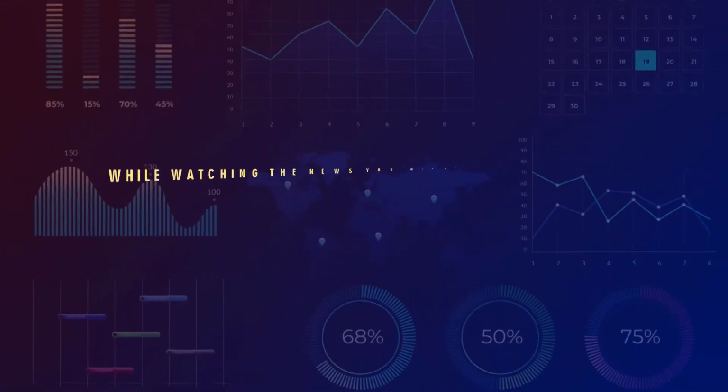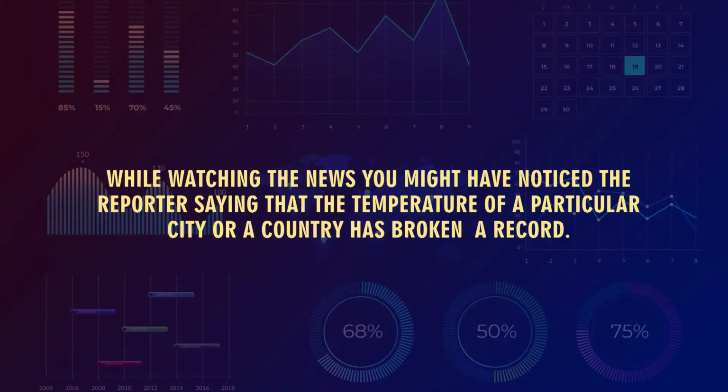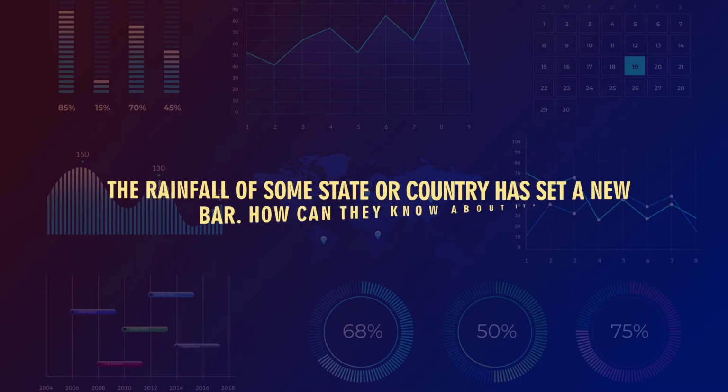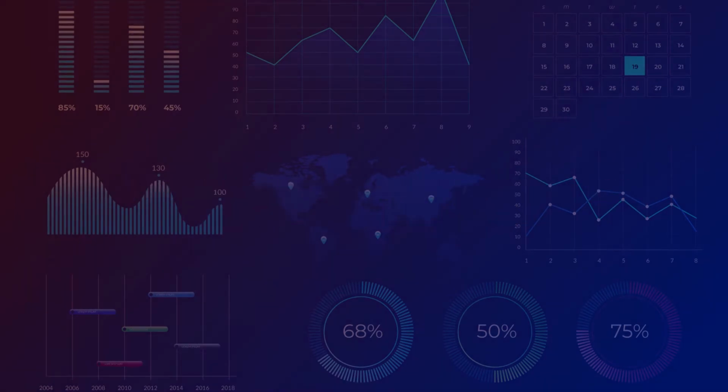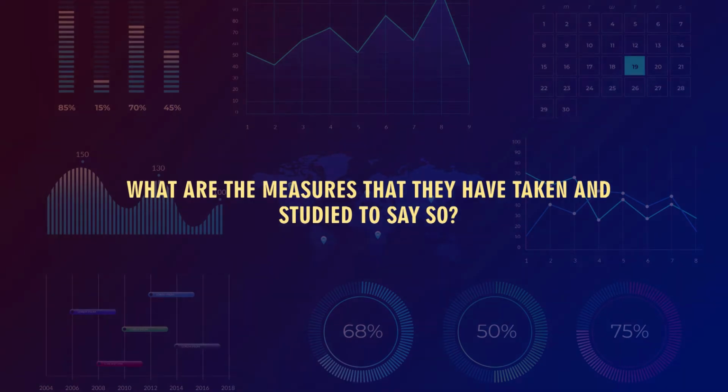What we have observed while watching the news is that you might have noticed reporters saying that the temperature of a particular city or a country has broken a record, or the rainfall of some state or country has set a new bar. How can they know about it? What are the measures they have taken and studied to say so?